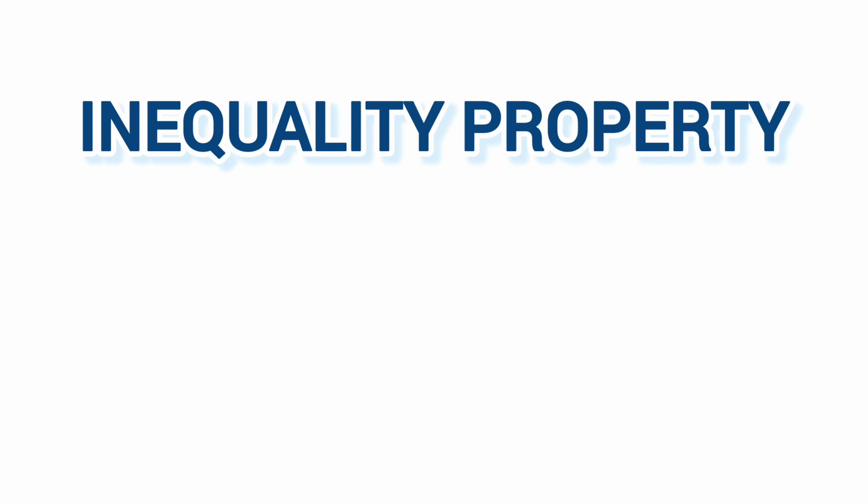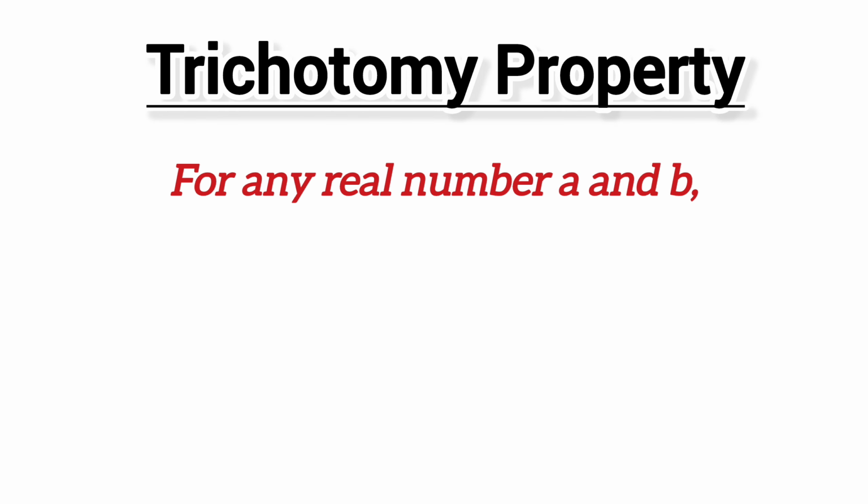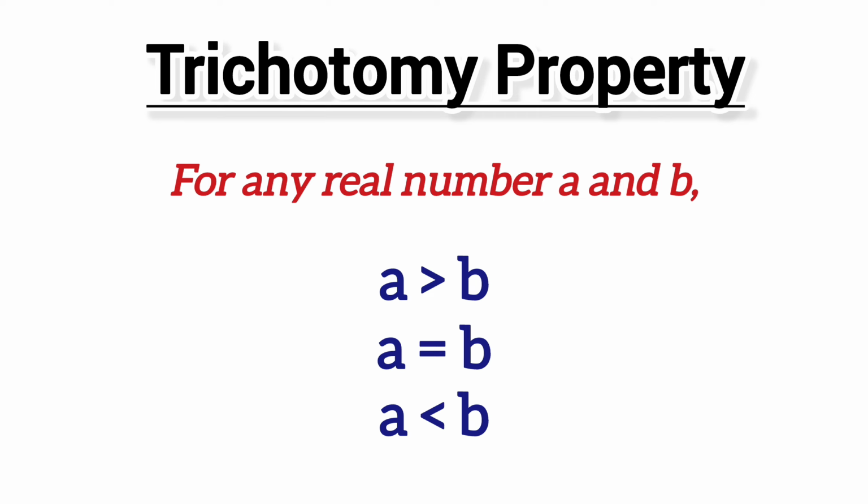Hey everyone, in this video we'll cover all the inequality properties, starting from basic to advanced. Let's begin. First, trichotomy property. For any real numbers a and b, only one can be true. Either a is greater than b, or a is equal to b, or a is less than b. Apart from this, nothing can be true.